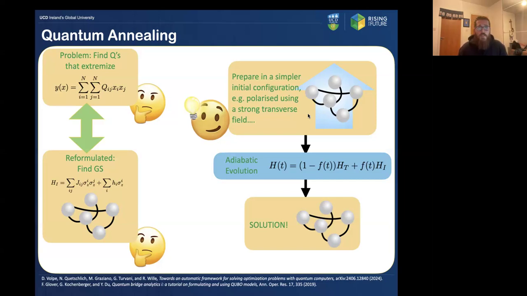Then I can use the basic rules of the adiabatic theorem: if I ramp the system sufficiently slowly, I can turn off the strong polarization while slowly turning on the problem Hamiltonian. If I do that sufficiently slowly, then I'll be able to maintain my system in its ground state, and then I can read off what my solution is, right? This is the basic point.